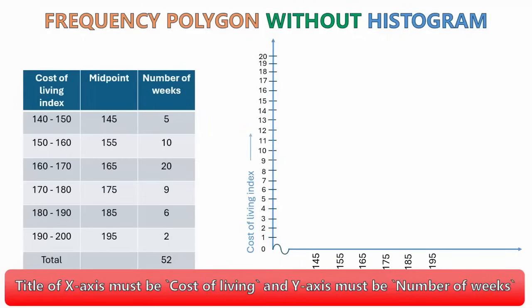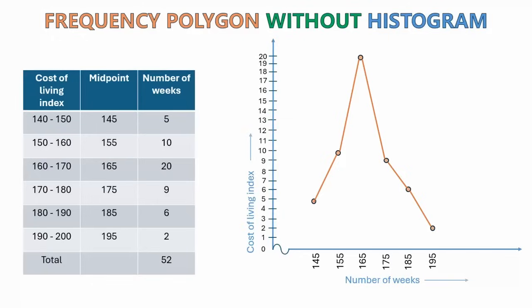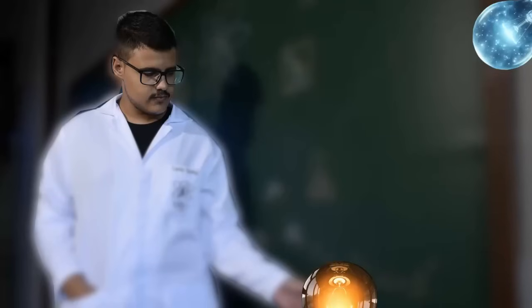We can plot midpoint values along the x-axis and number of weeks along the y-axis as 2D points on the 2D Cartesian coordinate system. So we can plot 145, 5, 155, 10, 165, 20 and so on in the coordinate system and join these points by lines to get the frequency polygon. So with this knowledge under our belt, we can help our scientists making the bulbs.